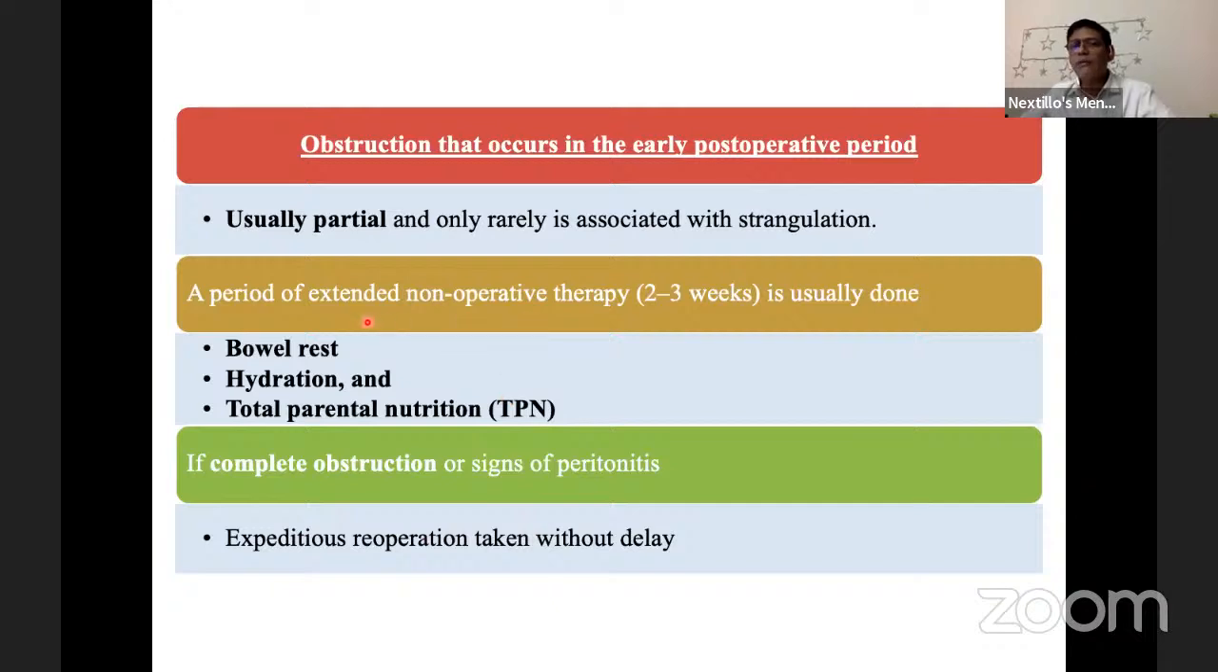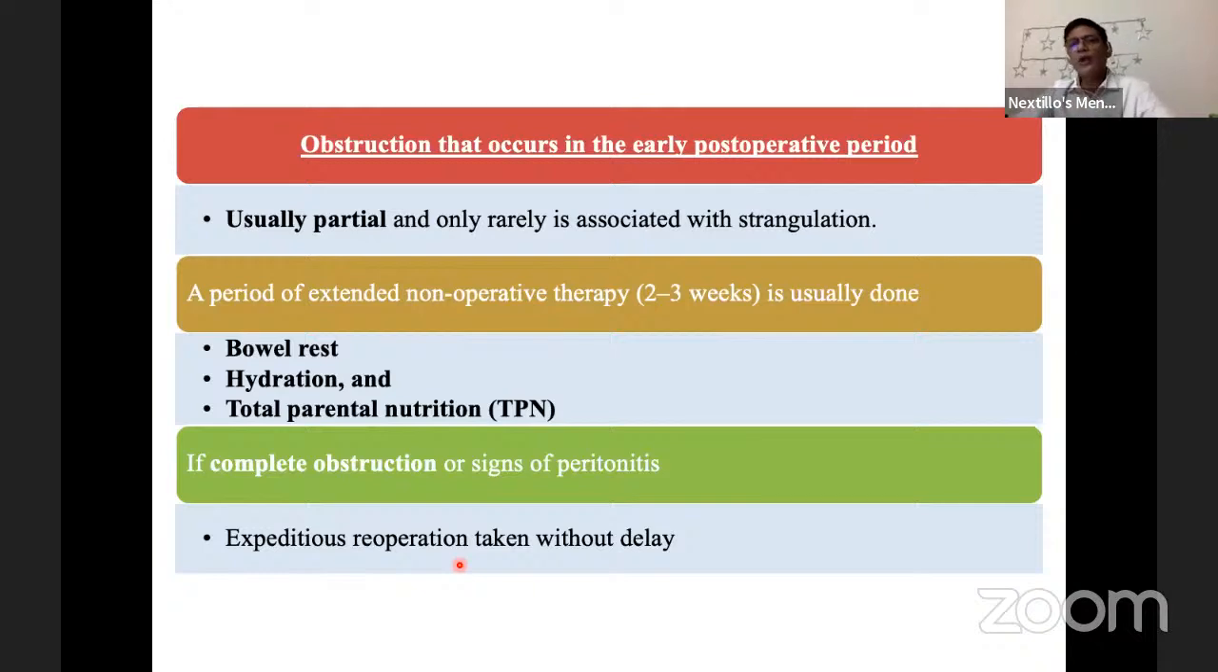This extended non-operative therapy is bowel rest, nil per oral, decompression of the proximal section, hydration, that is fluid therapy, and total parenteral nutrition. If there is a complete obstruction, or a sign of peritonitis, or the patient is not responding in 2 to 3 weeks, then we go in with surgery. So this is a specific scenario: a post-operative obstruction of the small intestine, which is usually a functional obstruction.